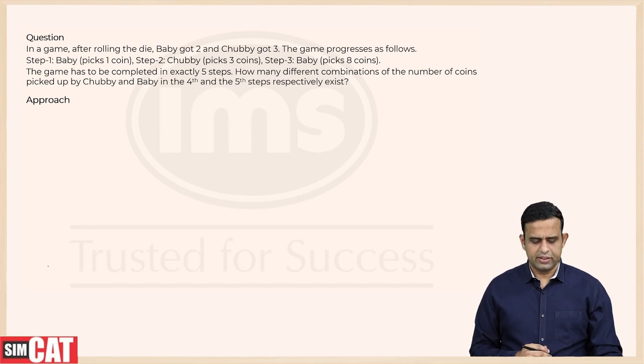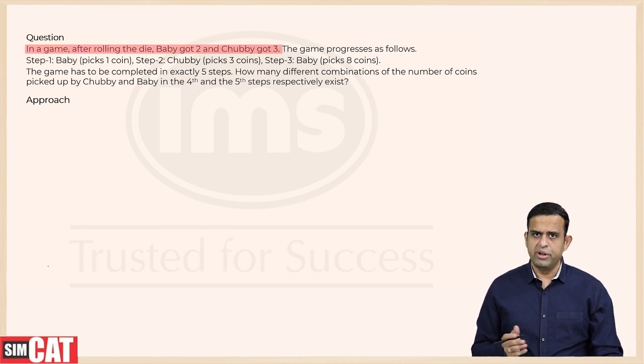In the next sum, it is given that in a game, after rolling the die, Baby got a 2 and Chubby got a 3, which basically means, again, the lower limit happens to be 2 and the higher limit happens to be 3.